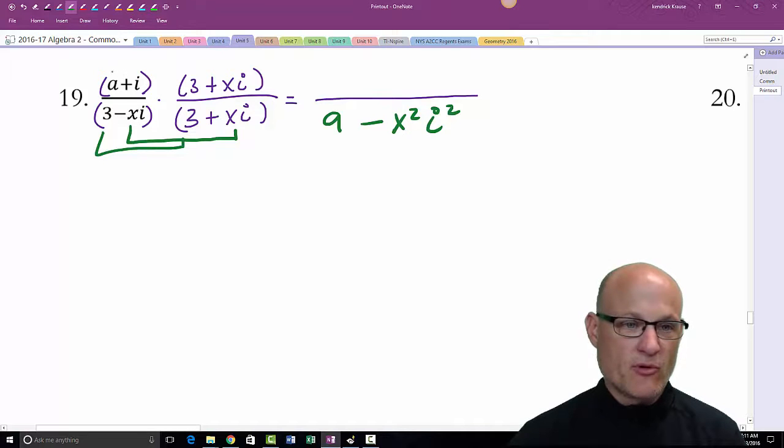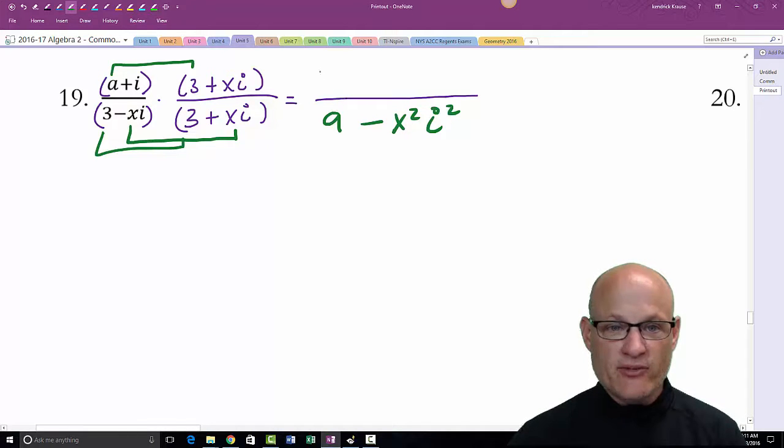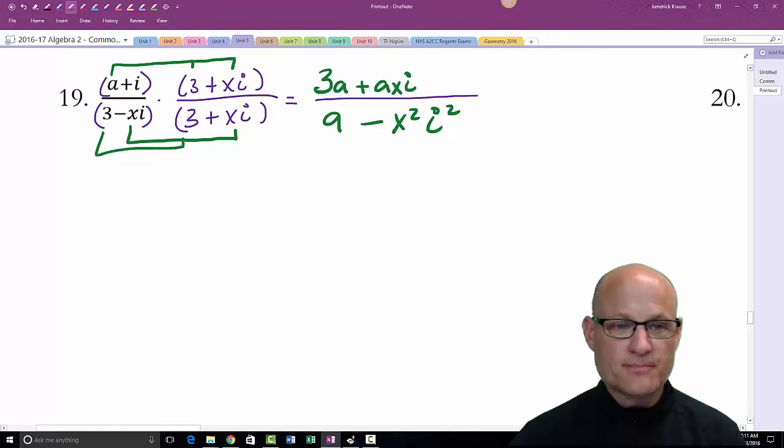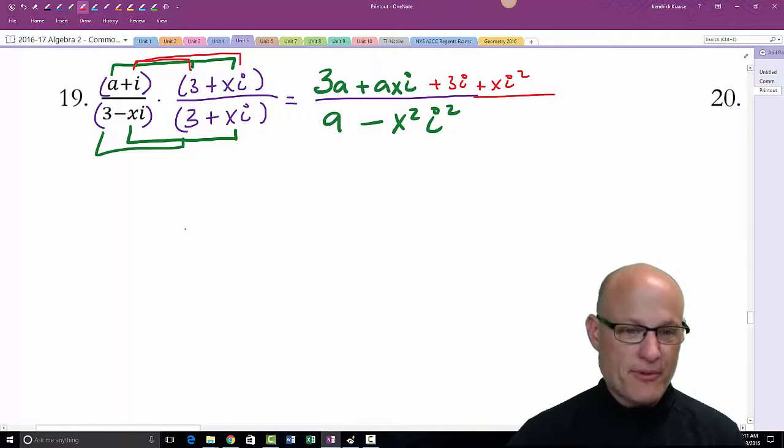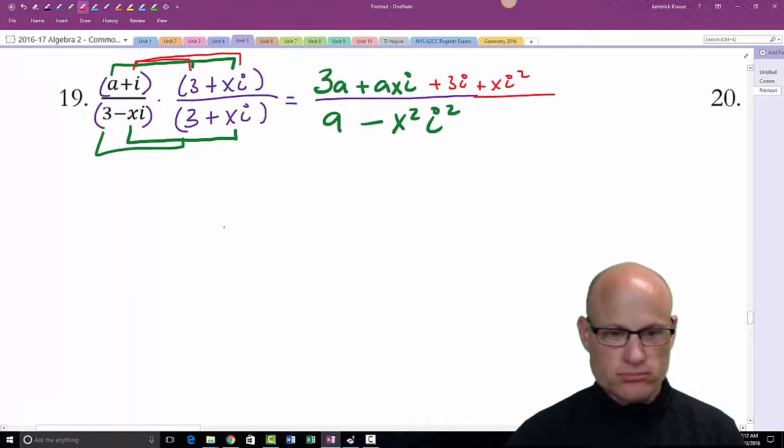All right, so the numerator is going to be a little bit more funky. 3 times a is 3a. a times xi is plus axi. And then we've got to distribute here. i times 3 is plus 3i. And then plus xi squared. Holy crap.